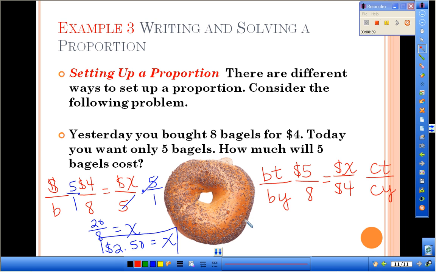And now from here we can solve this proportion, and I'm just going to use algebra again, starting on the side with a variable. Since they divided by 4, I'll multiply by 4. Do the same thing to both sides. This cancels, and x equals 4 times 5 is 20, and 1 times 8 is 8. 20 divided by 8 is going to give you $2.50.